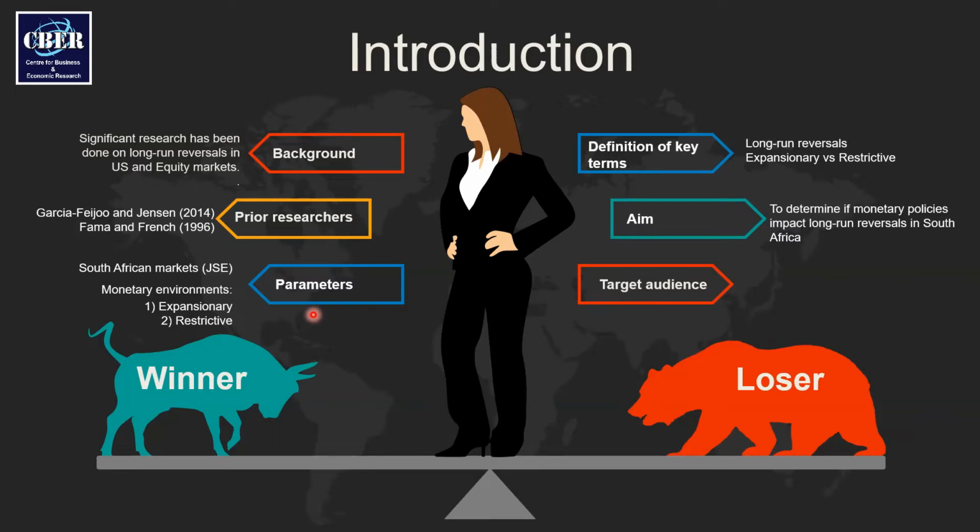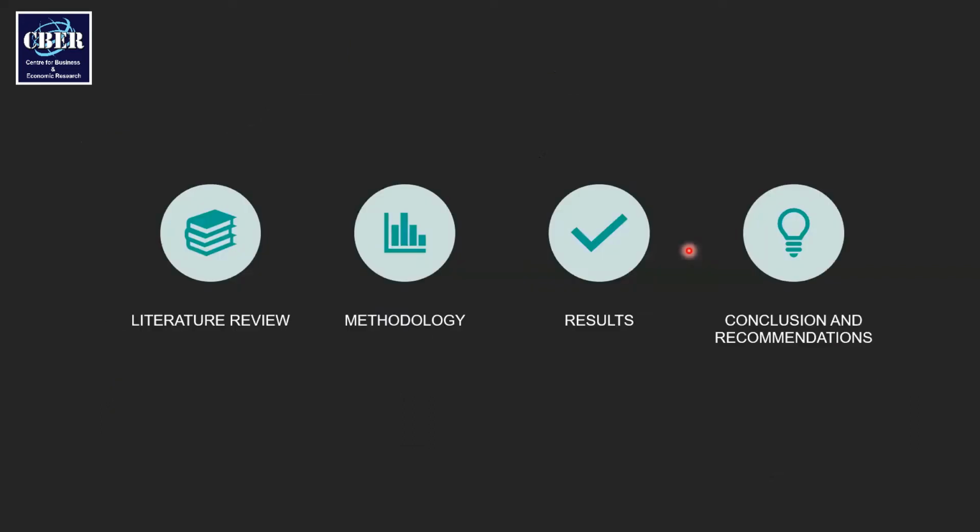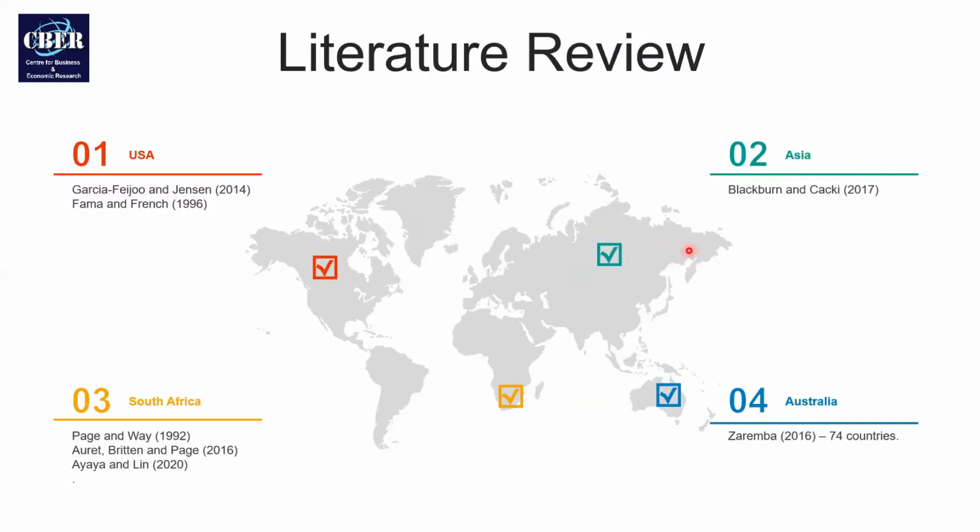So now that we have a brief understanding of the research background, I will walk you through the purpose of the paper by asking what's the aim. And that is to determine if monetary policies impact long-run reversals in South Africa. Okay, and now we'll be going over the literature review.